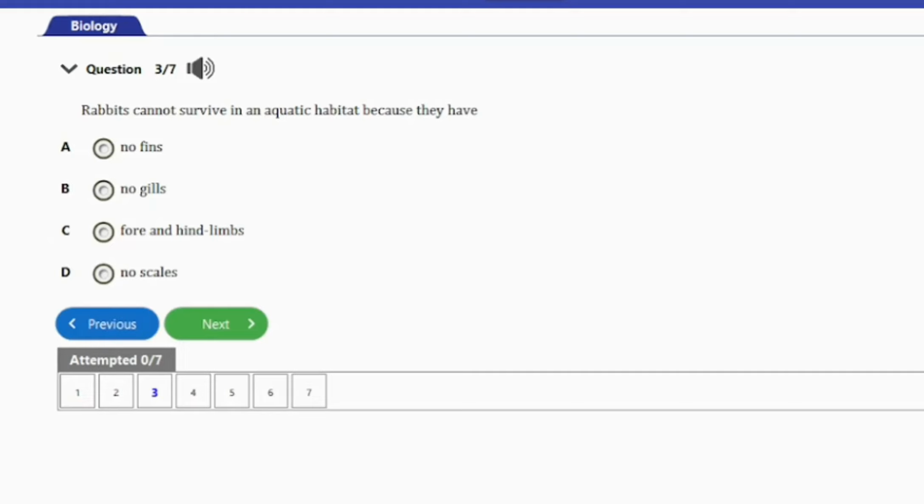So they actually need gills for them to be able to respire in the aquatic habitat. So because they don't have gills, guys, they cannot respire in the aquatic habitat, and as such they won't be able to survive in this habitat. So that's it for that question. Let's go ahead and consider the next question.